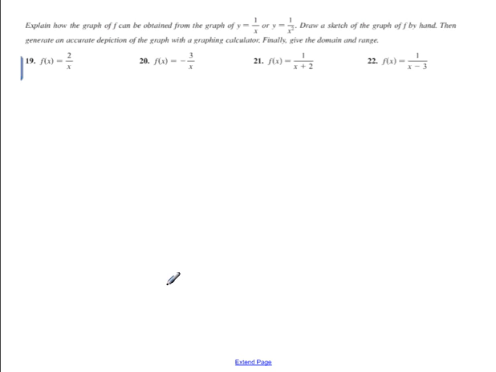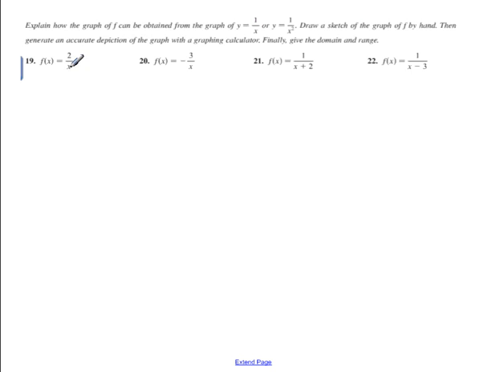Parts 19 through 22 say to explain how the graph can be obtained from 1 over x or 1 over x squared and draw a sketch by hand. Then you can do an accurate depiction of the graph on the graphing calculator, and then finally give the domain and range. So let's talk about how they're related.